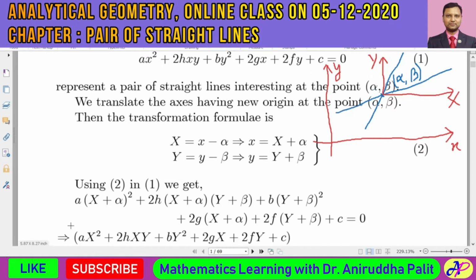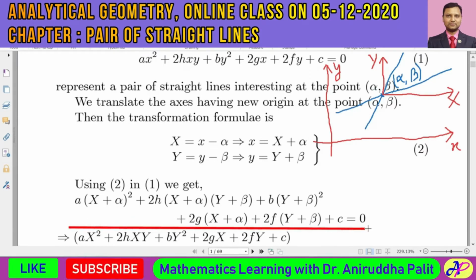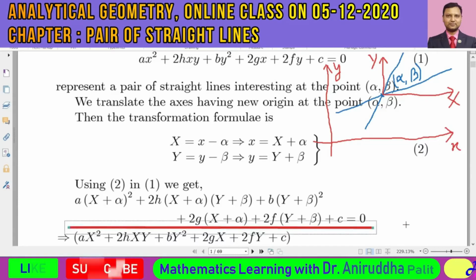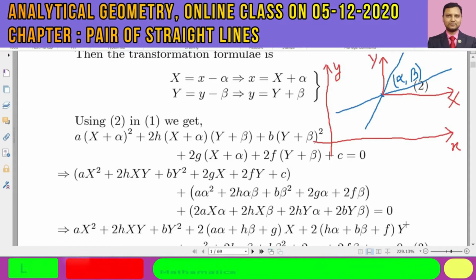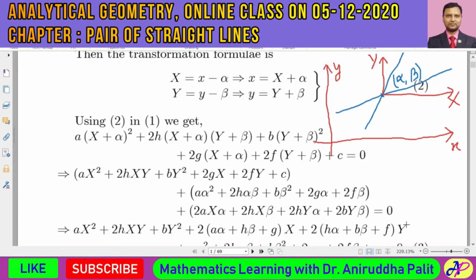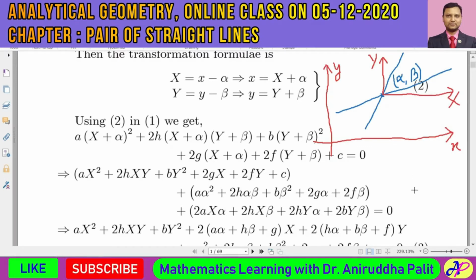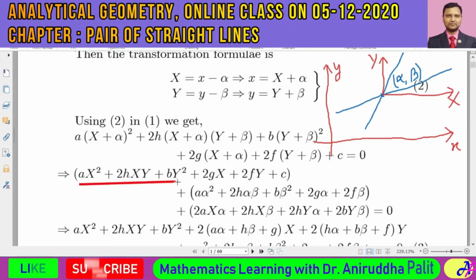So this is the expression after putting small x equal to capital X plus alpha and small y equal to capital Y plus beta. And if we expand them, I am not going to show the expansion because these are very easy mathematical manipulations. So I am leaving these manipulations for you. So we will ultimately have this kind of expression.